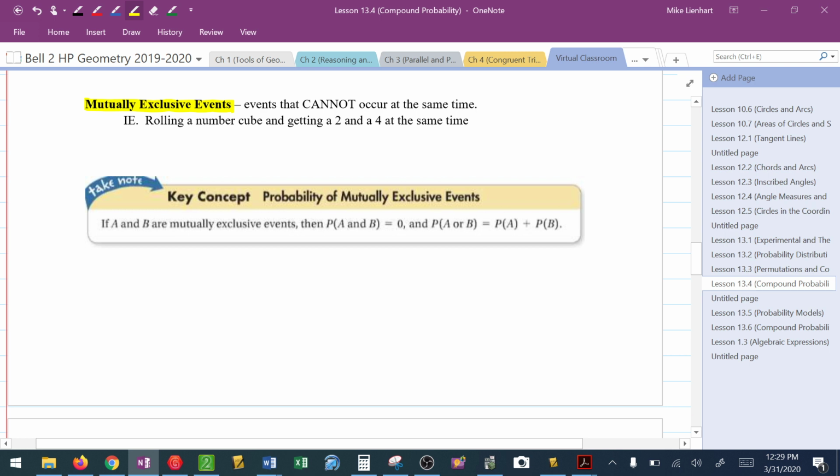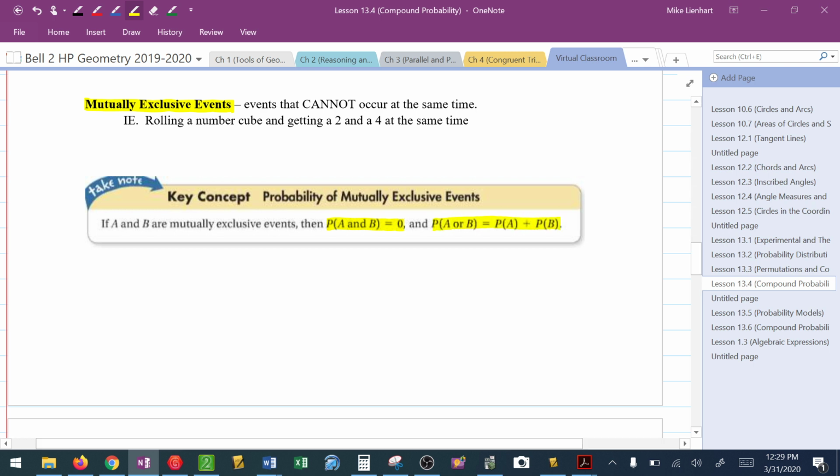First of all, if they ask me for the probability of getting a 2 and a 4 at the same time, that probability, it can't do it. So the probability would be 0. But what if I said the probability of getting a 2 or a 4? Well, that leads us to the next one.